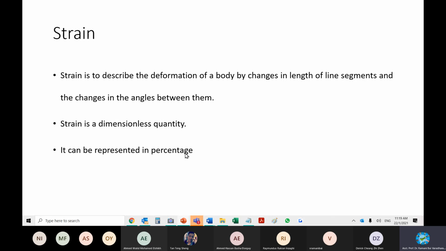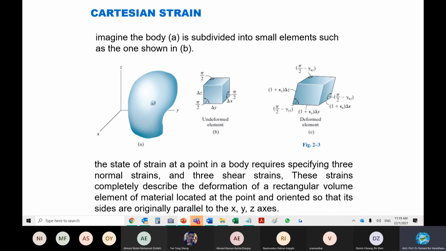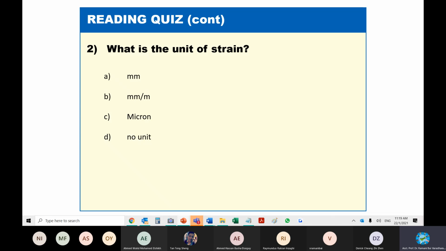It can be represented in percentage. It may be a percentage or a number. If it is a percentage, it is easy for us to understand, right? How much percentage? 50%, 20%, 100%, 150%. Then it is easy to understand. Mathematically, you can represent it this way, but before that I show the phenomenon first.